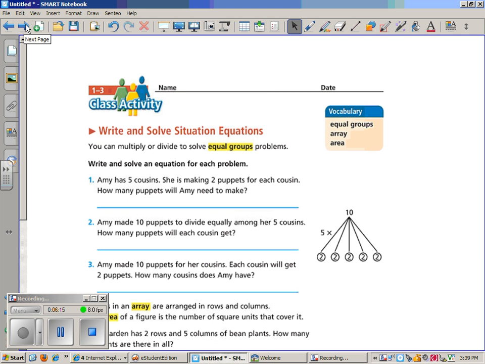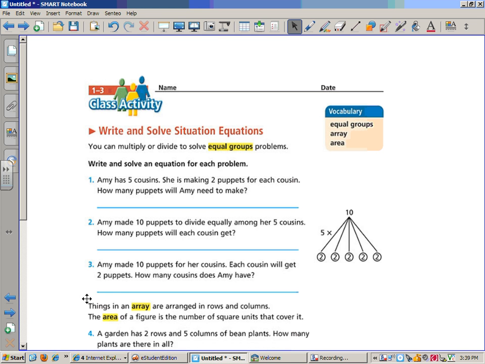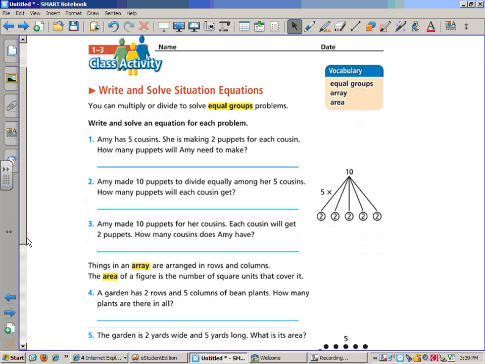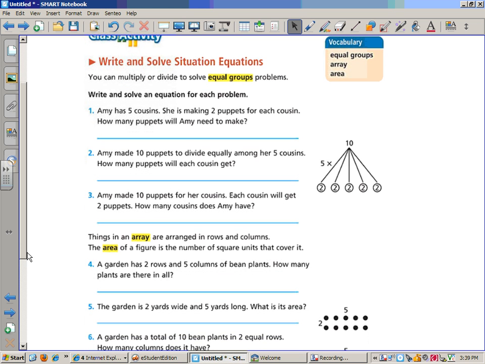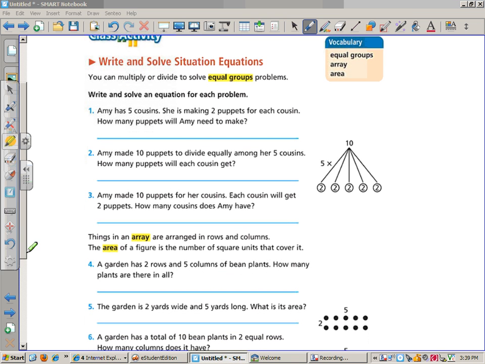I'm going to work with you in small groups, and we're going to talk about making those reading story situations and figuring out what the best way to solve them is. So let's go through a couple together. So on this page, we're going to talk about the equal groups. So right up here, equal groups, array, and area.